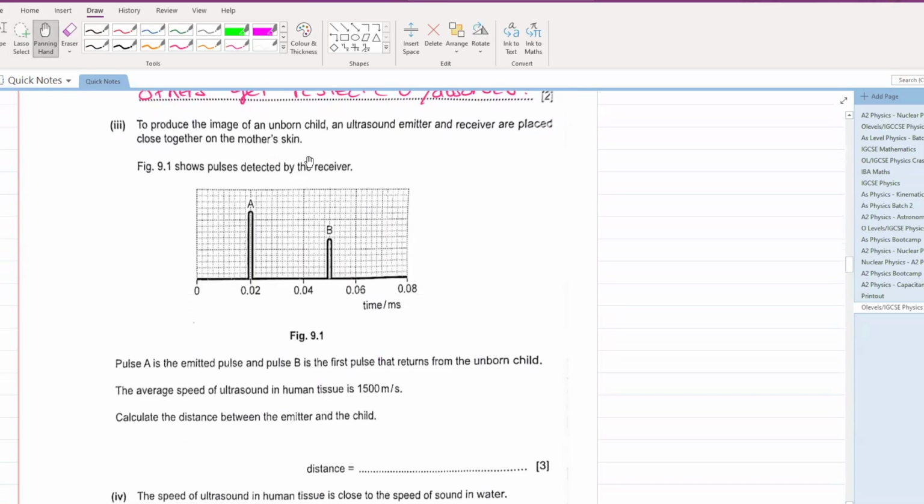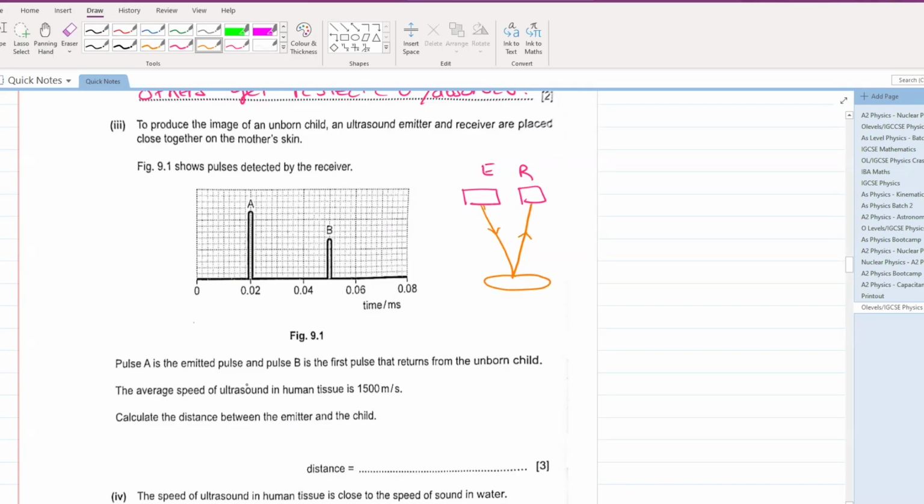To produce the image of an unborn child, an ultrasound emitter and receiver are placed close together on the mother's skin. So basically, you have to form an image of an unborn child. This is an ultrasound emitter, and this is an ultrasound receiver. Ultrasounds will be emitted like this, they will reflect off the body, and they will be received like this. Let's draw it like this. Let's say this is the unborn baby.